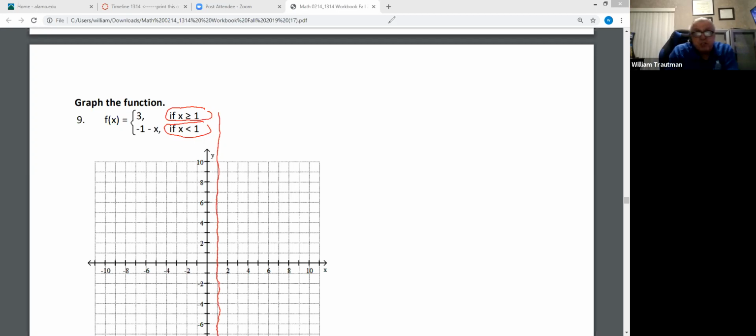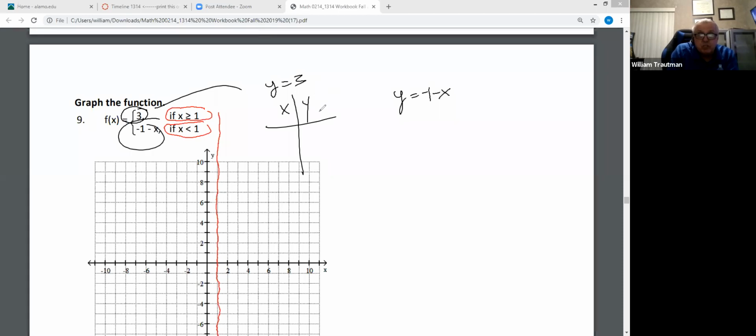All right, so we have two functions. Here's one function, y equals 3. Here's the other function, y equals -1 minus x. I just want to make sure we know this. If I do a t-table for each one, y equals 3, look at the first one. We don't have an x value. If there's no x, that just says y equals 3, you can plug anything you want.